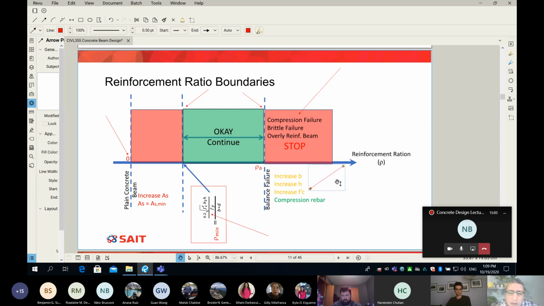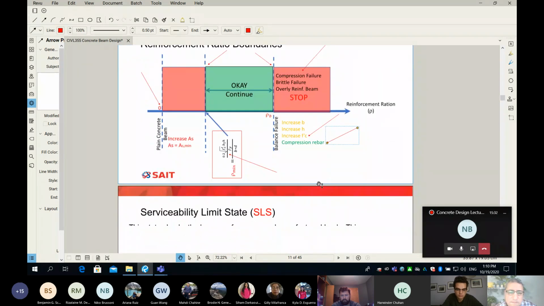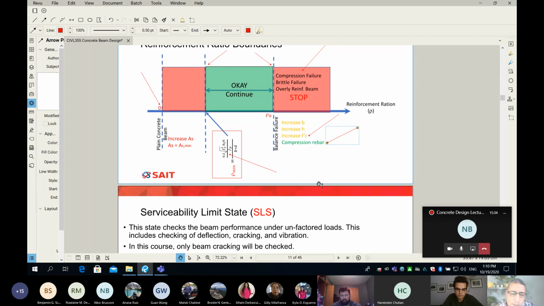The solution can be one or a combination of those. I colored in yellow: increase beam height or width, and f'c. Those are sometimes feasible and sometimes not. You have to check with the architect, or maybe you need to make sure that your concrete is not super strong, like more than 40 MPa. The other option, which will always be feasible, that's why I colored it in green, is compression rebar. Anyway, this is a very nice summary and puts everything in one perspective.